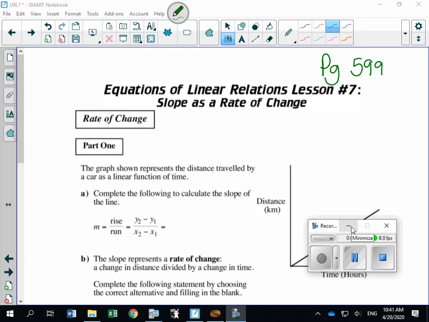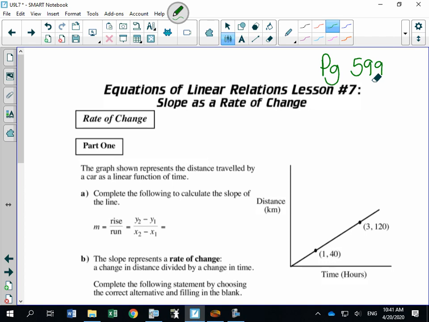Okay, this is lesson 7 in your textbook on page 599, and this will actually be the last lesson on your unit on characteristics of linear relations. And it's actually going to tie in a concept that you learned in the previous unit, which was on slope. So a few things that I just want to quickly go through before we start.